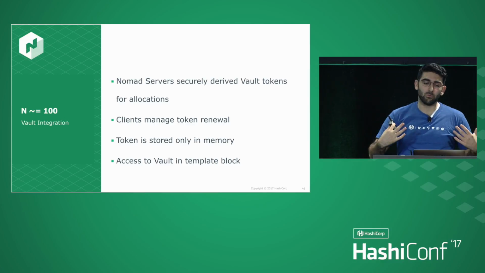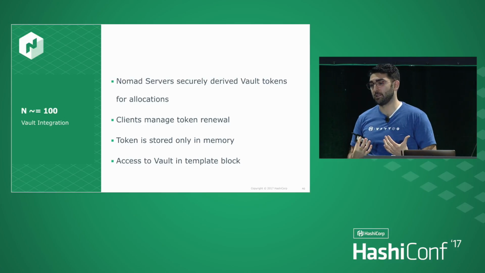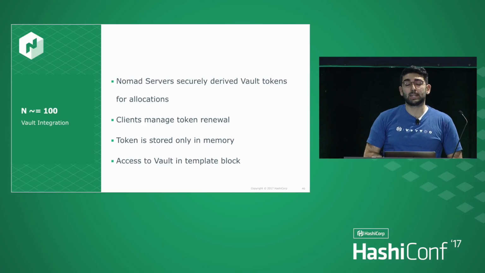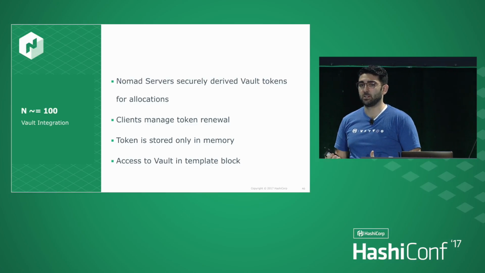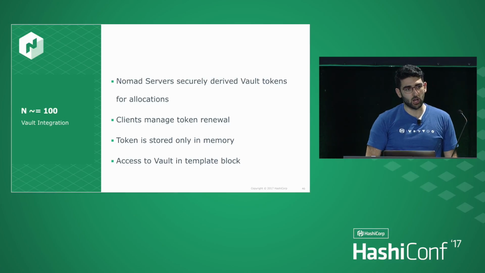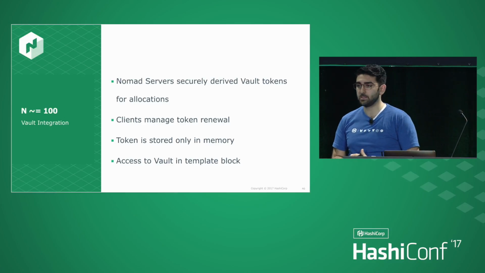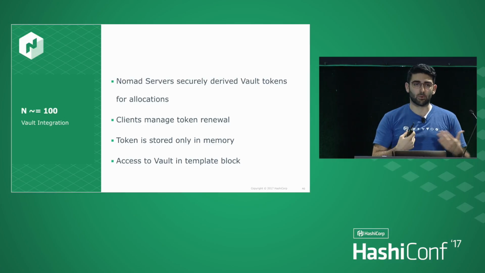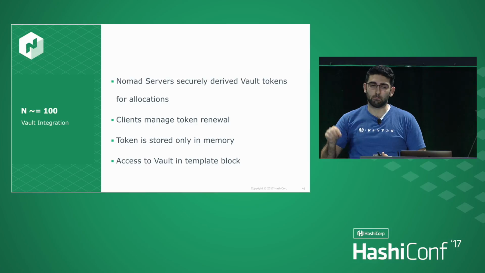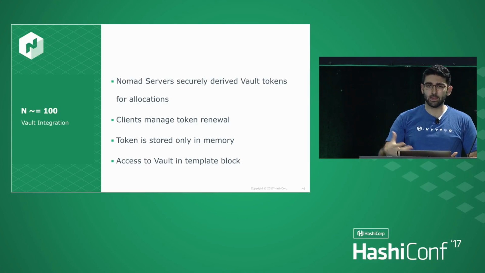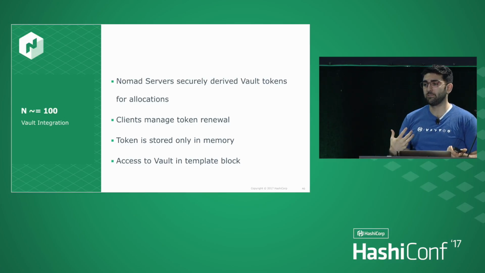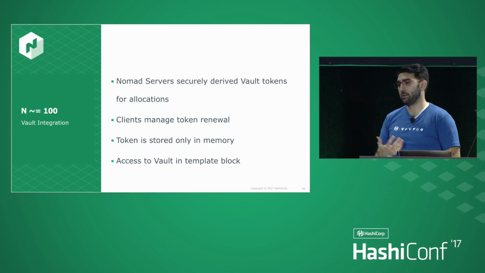But at a high level, what the Vault Nomad integration allows you to do is set up a Vault role that essentially delegates certain operations to the Nomad servers. So when a user submits a job asking for certain Vault policies, the Nomad servers can derive a token that gives that application only access to the policies it needs. And then the client that runs those applications will retrieve that token and start renewing it for you.